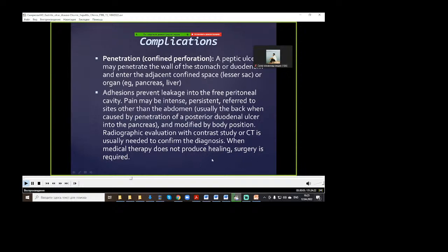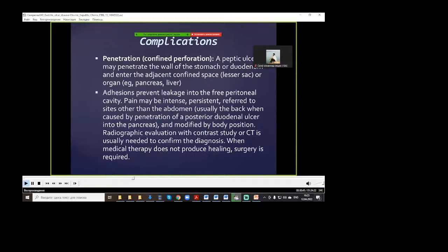A peptic ulcer may penetrate the wall of the stomach or duodenum and enter the adjacent confined space, for example, lesser sac or organ, for example, pancreas or liver. Adhesions prevent leakage into the free peritoneal cavity. Pain may be intense, persistent, referred to sites other than the abdomen, usually the back, when caused by penetration of a posterior duodenal ulcer into the pancreas, and modified by body position.